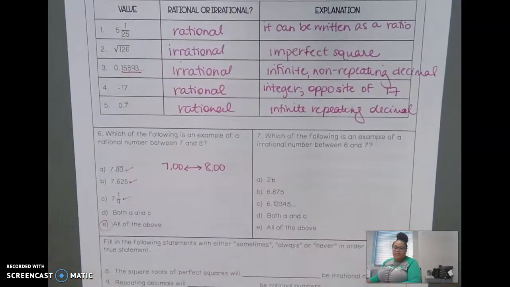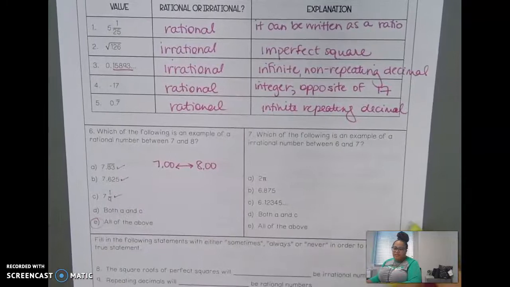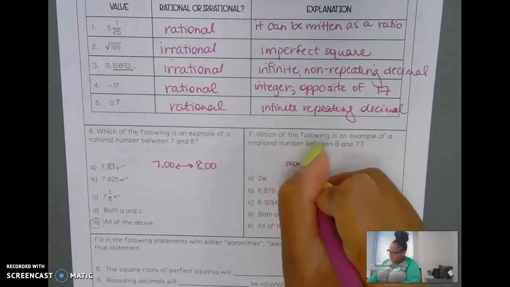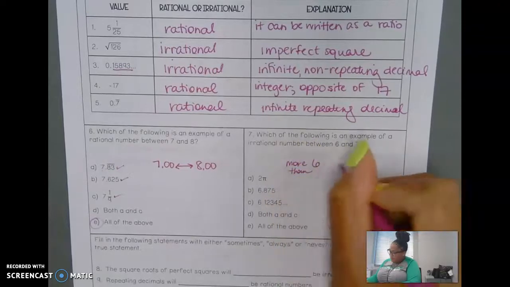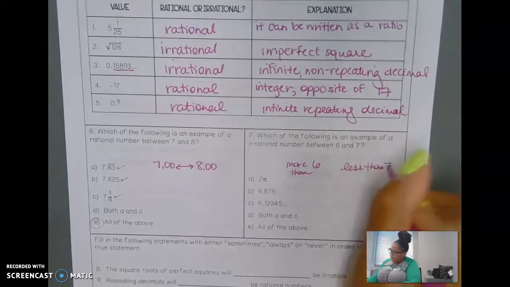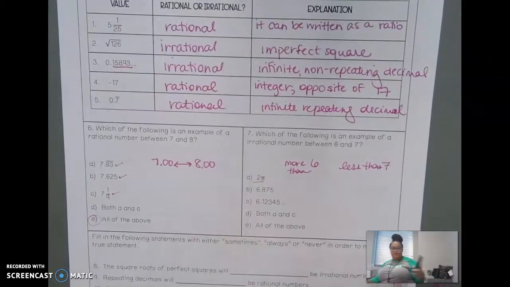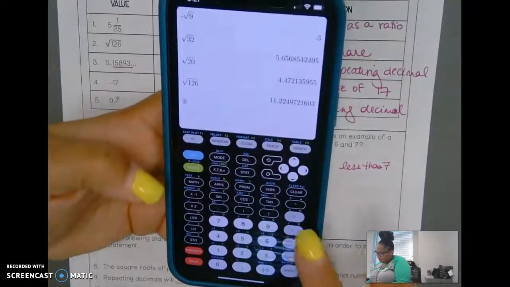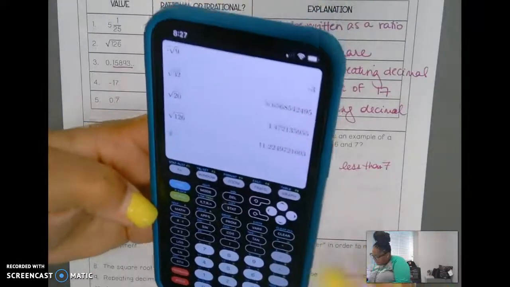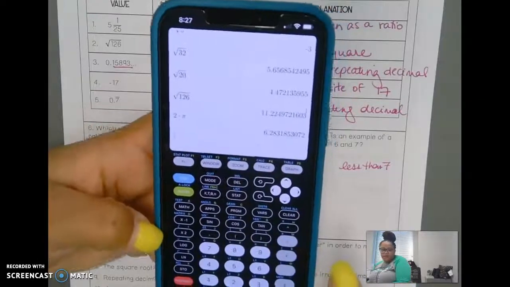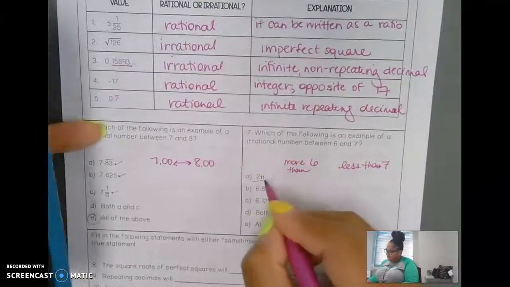Which of the following is an example of an irrational number between 6 and 7? So I need something more than 6 and less than 7. And then I see a 2 pi in here, so I'm going to get my calculator. I'm going to say 2 times, let me find the pi button, there it is, second pi, equals 6.28. That's more than 6 and less than 7.